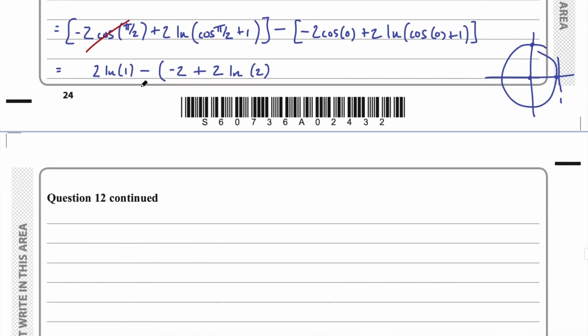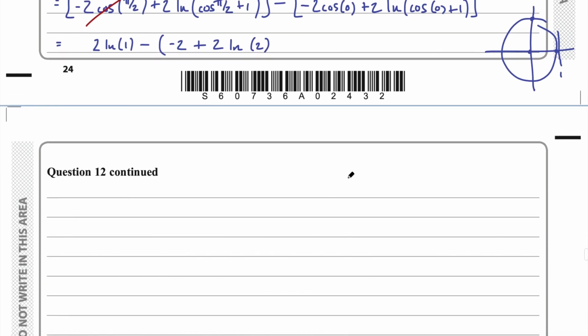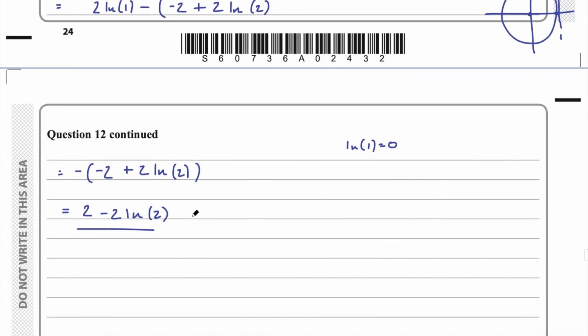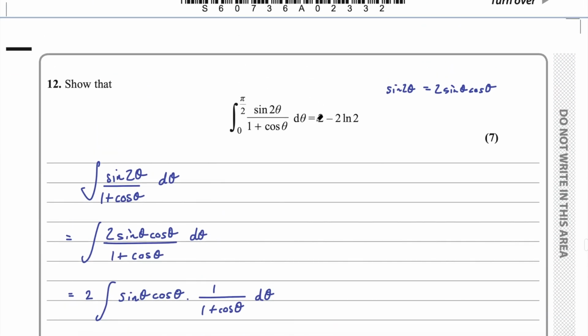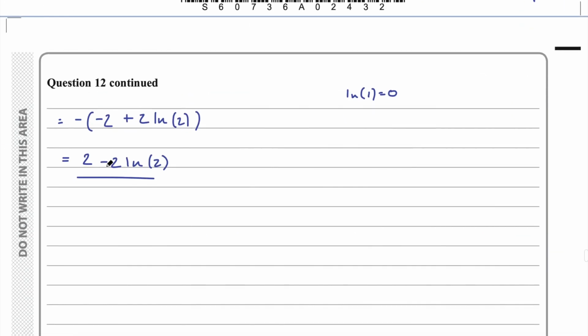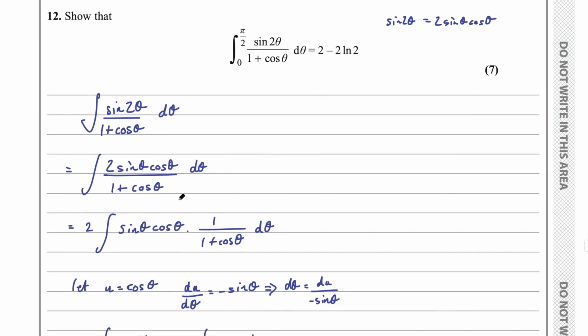Okay, we'll have to go on to the next page now. The log of 1 is 0. So that's something you should know, or you can always just put it into your calculator and check. So this first term cancels out. Then we have negative times -2 plus 2 log of 2. And then expand that negative to both terms. We'll have 2 take the log of 2. And that's about as simple as we can get. Let's just check that's what they were looking for. 2 take 2 log 2. Looks good. And then we are done with question 12 for 7 marks.